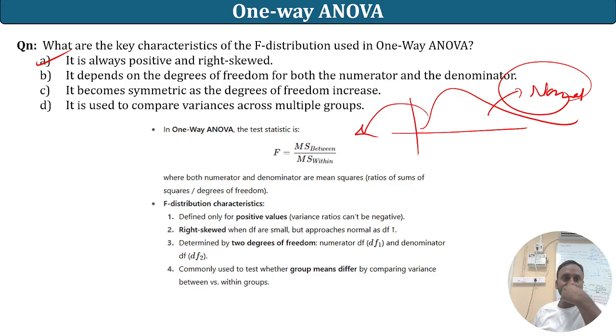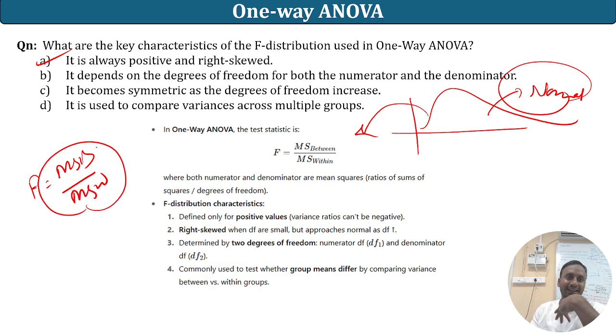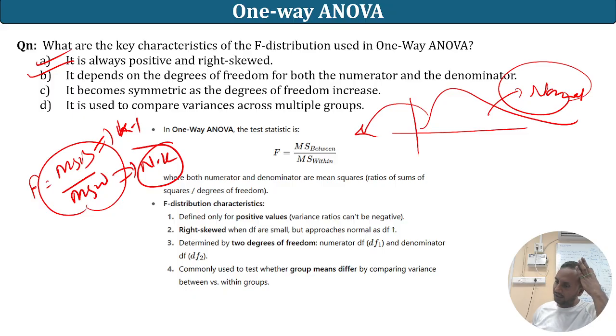It depends on the degrees of freedom for both numerator and denominator. Yes, because F is equal to MSB by MSW. MSB has K minus 1, and this one has N minus K. So it depends upon both degrees of freedom. So this will also be a correct answer. It becomes symmetric as the degrees of freedom increase? No, it will become flat. So this can't be the answer.